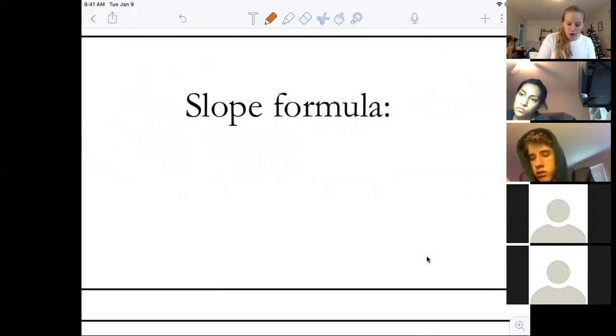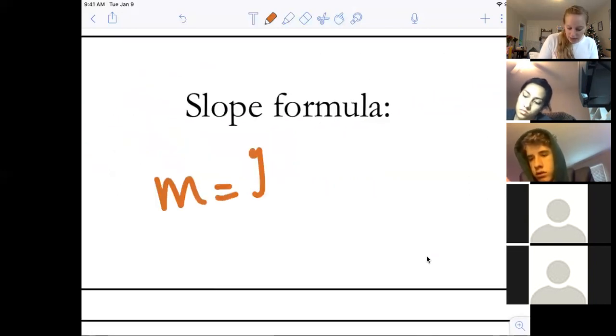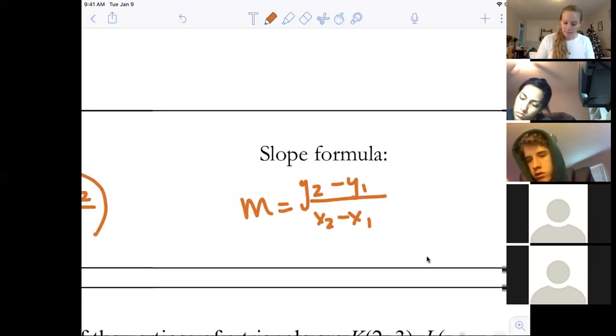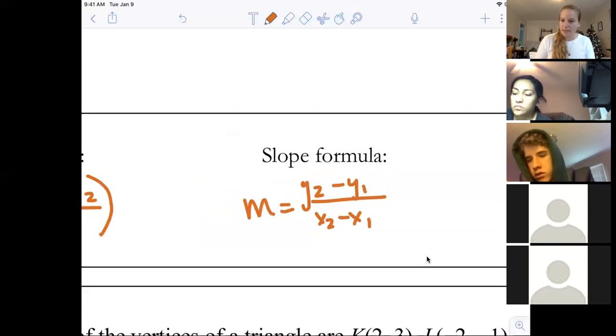The next one was slope, and you guys did that a ton in Algebra 1. Y2 minus Y1 over X2 minus X1. Minus the Y's, minus the X's. The biggest mistake I see is when people put the X over the Y. Make sure you do the rise, which is the ups and downs, over the run, which is left and right. So it's Y's over X's.